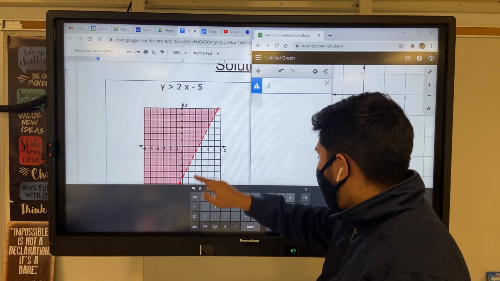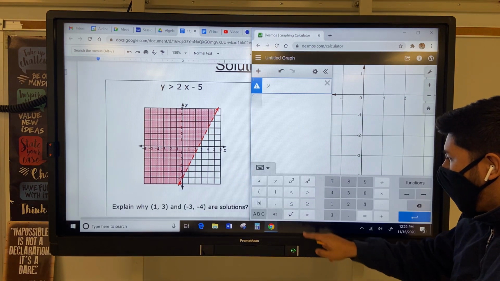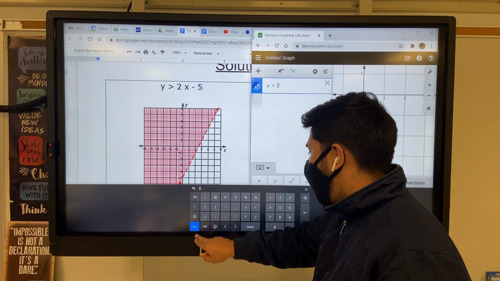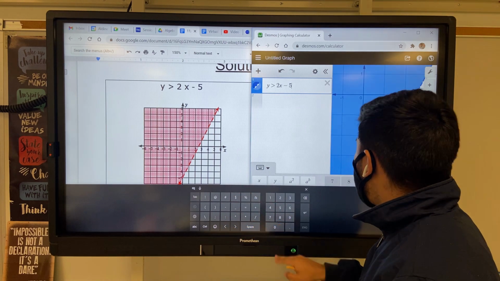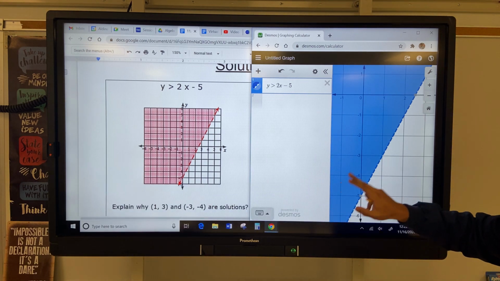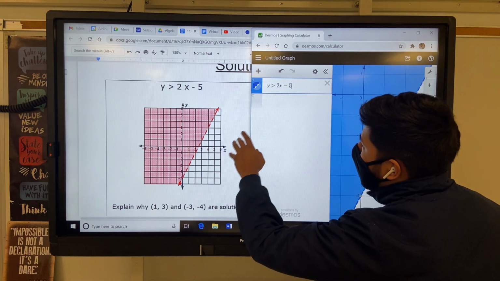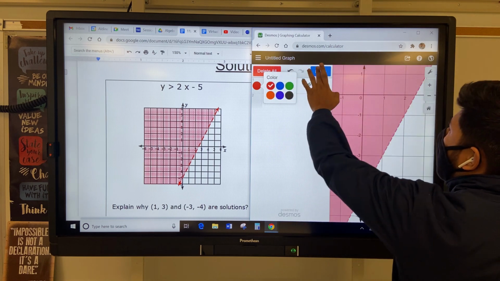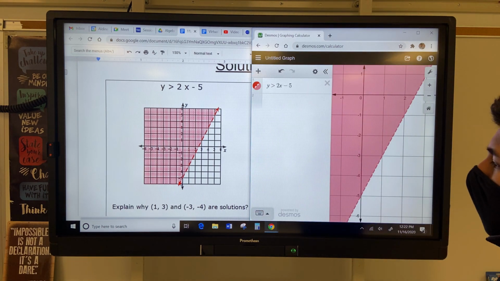Y is greater than 2x minus 5. As you can see, it's a lot of pressing stuff. As you can see, this shaded region is the exact same as here. If you don't like this color, let's do red. Boom. Alright. Shaded region is the same thing as right there.